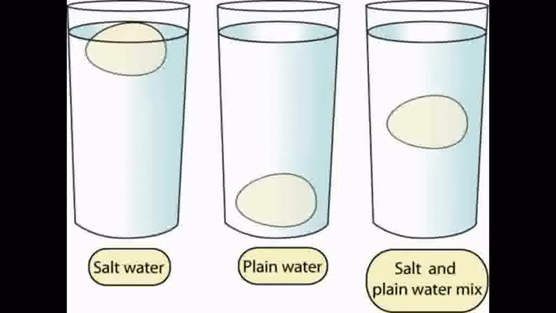In the third glass, when I slowly added fresh water, the less dense fresh water floats on top of the more dense salt water, creating a density column of water. The egg sinks through the fresh water and floats on top of the salt water.